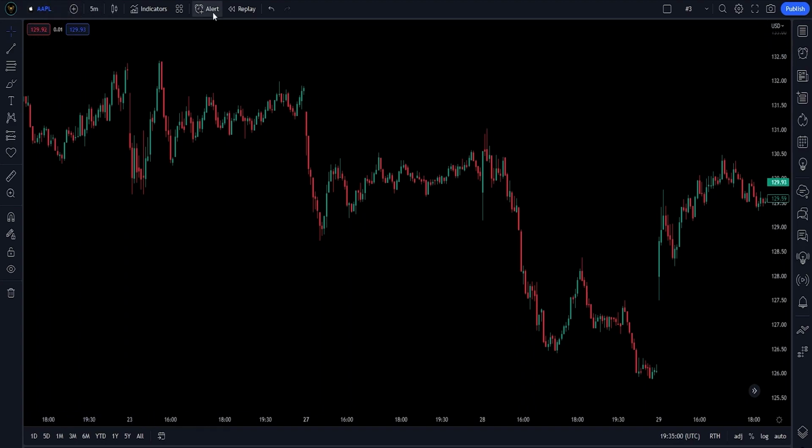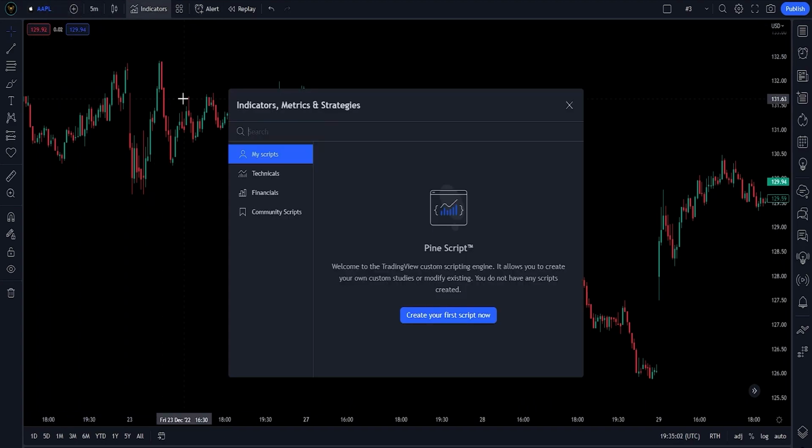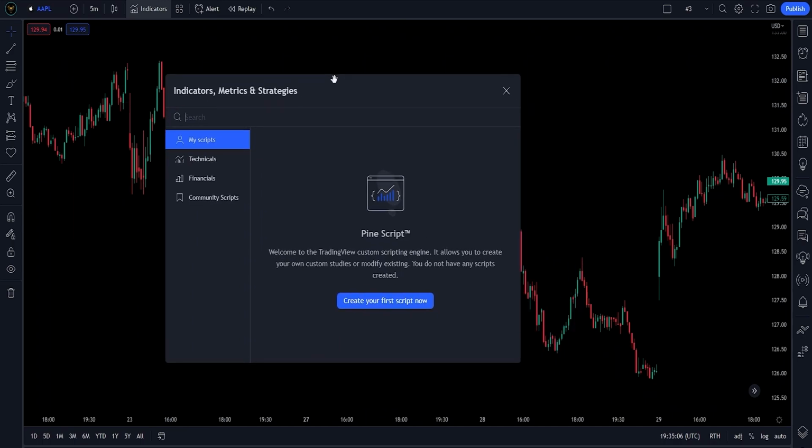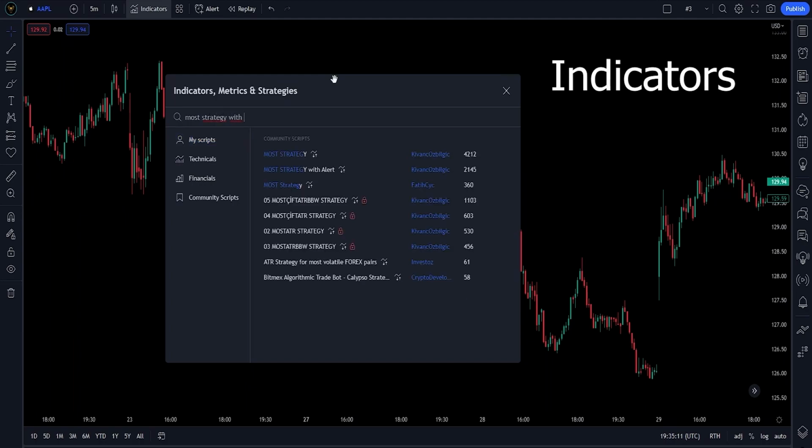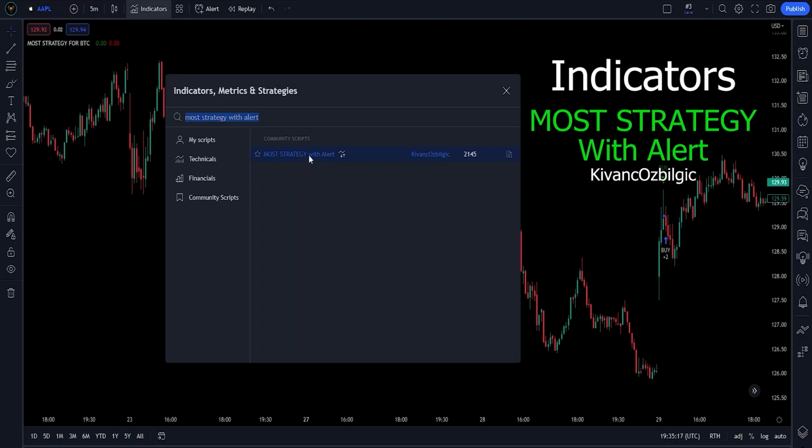Now let's introduce our indicators. For this strategy, we will be using only 2 indicators to scalp the market, so open up this Indicators tab, and let's add them to our chart. The first indicator we will be using is called Most Strategy, with Alert. We will be using this one, so just left-click it to apply it to your chart.